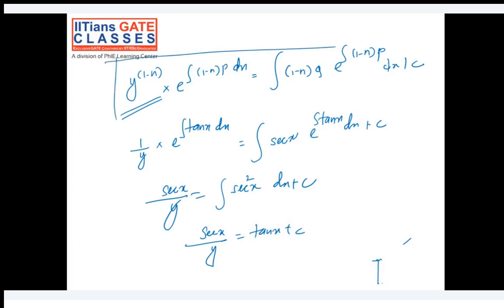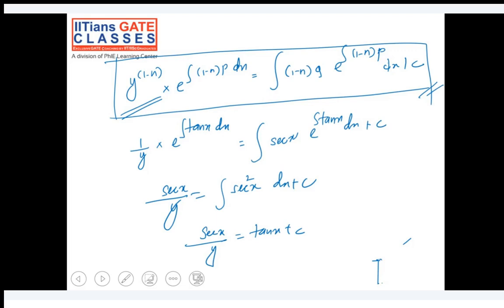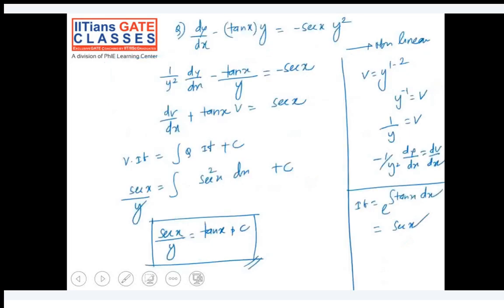Generally it's difficult to remember many formulas, so I prefer the first one. This is also not difficult. You can just do the substitution and solve it quickly. Any doubt till this? Is it clear to you all?